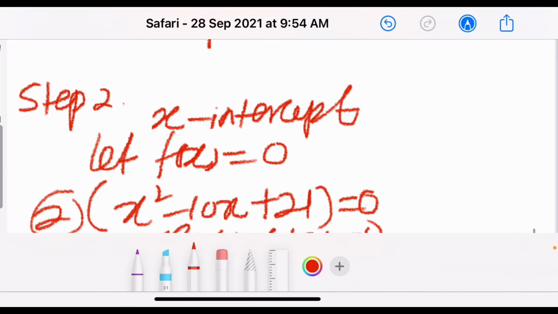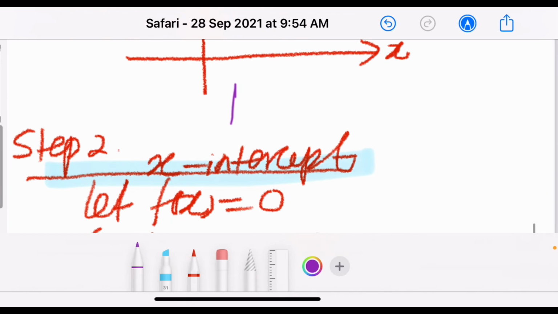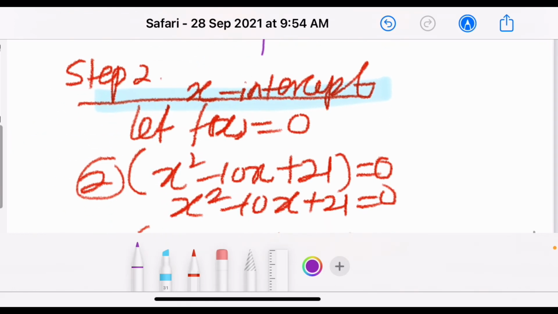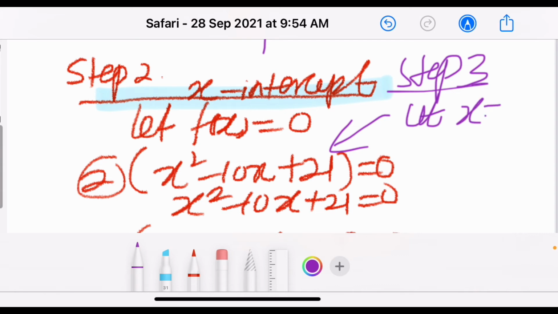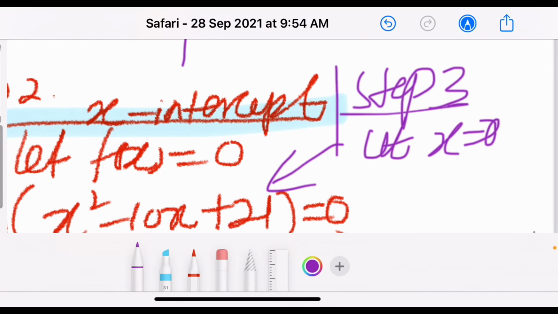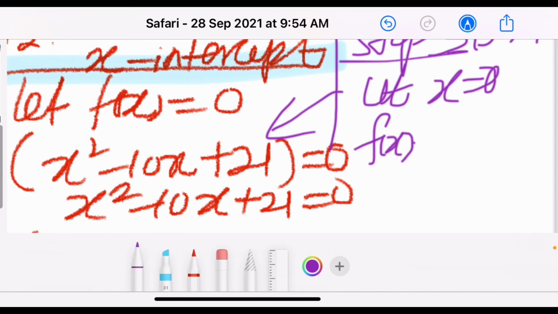After step 2, we have to find step 3, which is the y-intercept. The y-intercept is quite simple because you just look at the function. For step 3, let x be 0 to find the y-intercept. It's very simple. Your f(x) is, just look at that.